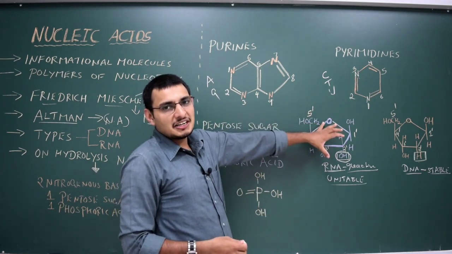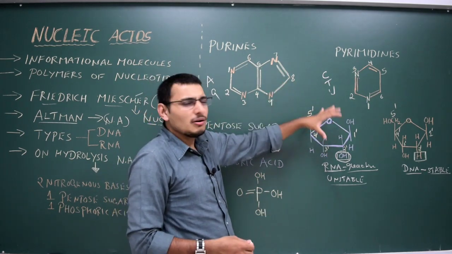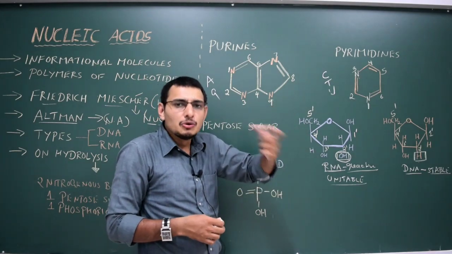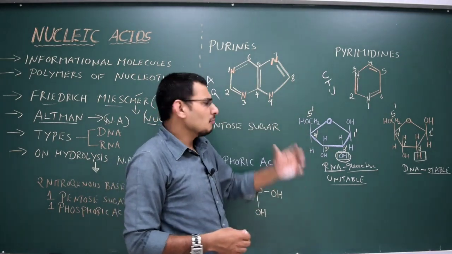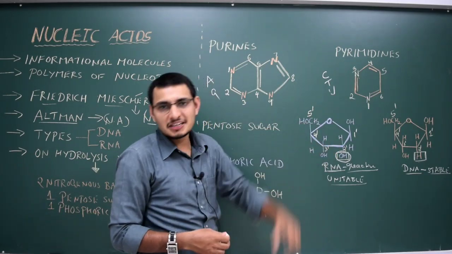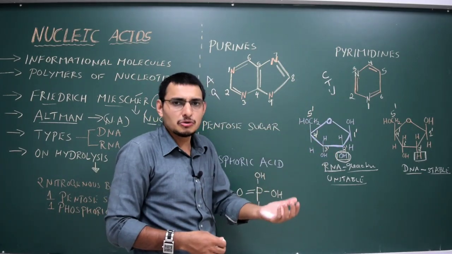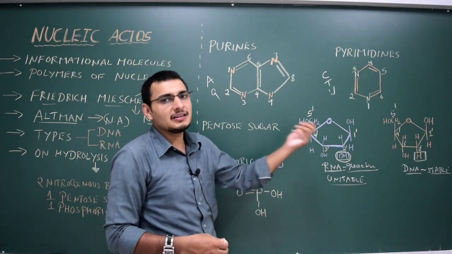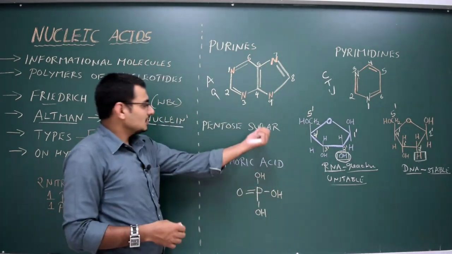But the first genetic material of the organisms during our evolution, billions of years ago, was RNA. The initial organisms had RNA as their genetic material, but as evolution occurred, it was replaced by the DNA. That's it. So this is the pentose sugar.